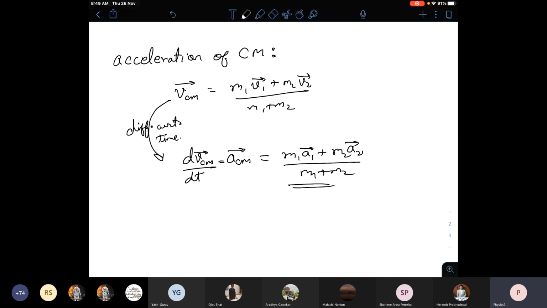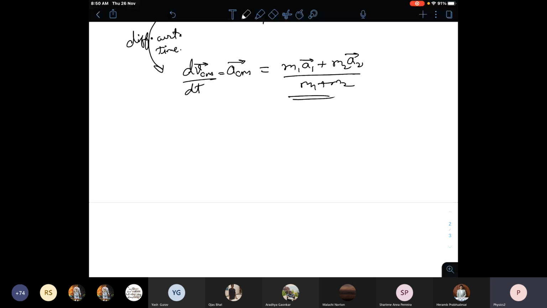Now see, the formula itself is not important for us. What it represents is important for us. Suppose I want to write the net force on a system of particles. Suppose there are forces F1, F2, F3 and so on acting on masses M1, M2, M3 and so on, and I want to calculate the net force on the system. These are all vectors.